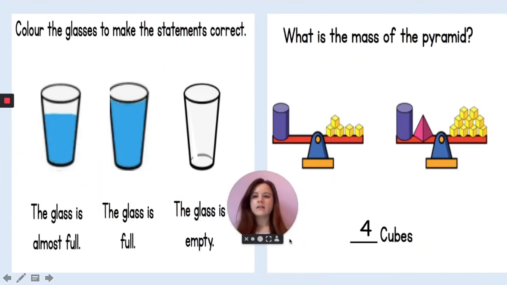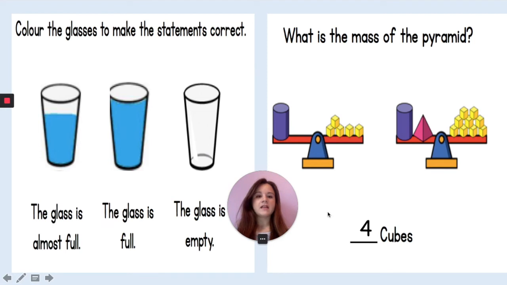Now, colour the glasses to make the statements correct. The glass is almost full, so we can see it's more than halfway, but it's not completely full, so it is almost full. The glass is full. You can see you can't add any more, so the glass is full and the glass is empty because there are no liquids in there.